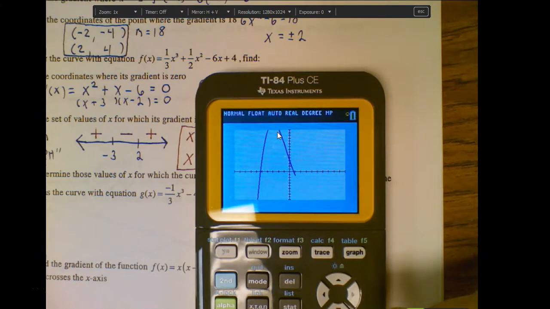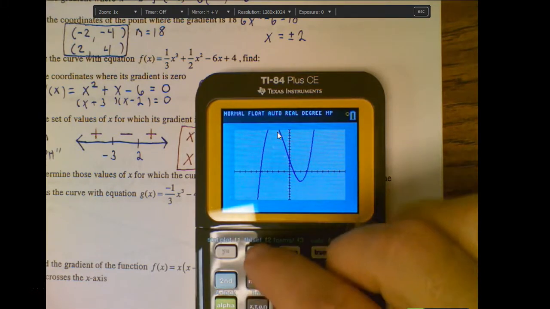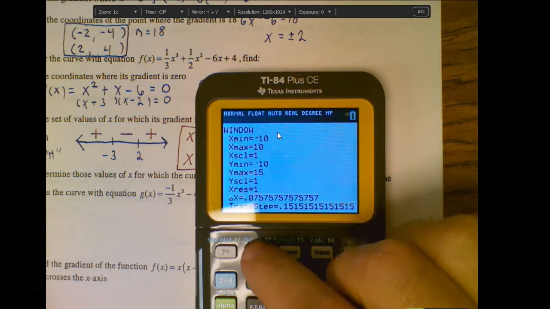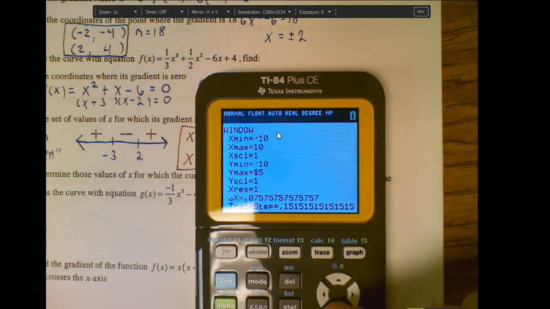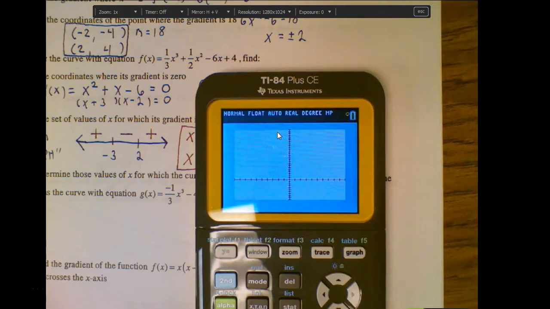Almost. All right, I'm going to go a little higher. All right, one more time. So window, let's go up to 20. Maybe 25 just to be safe, so we don't have to do that too many times. We should get the whole graph now. Here we go. All right, so there's our function.